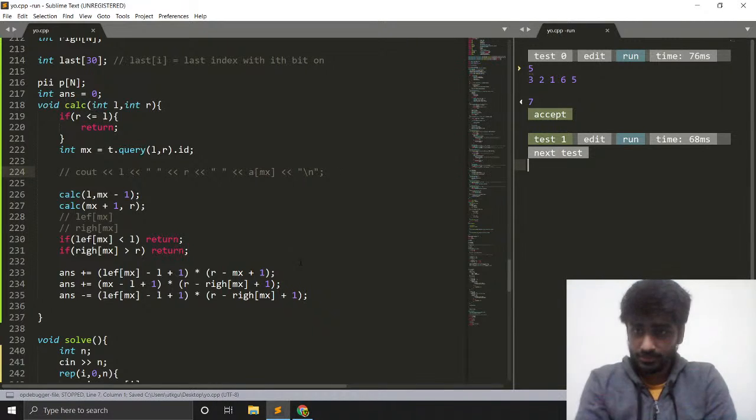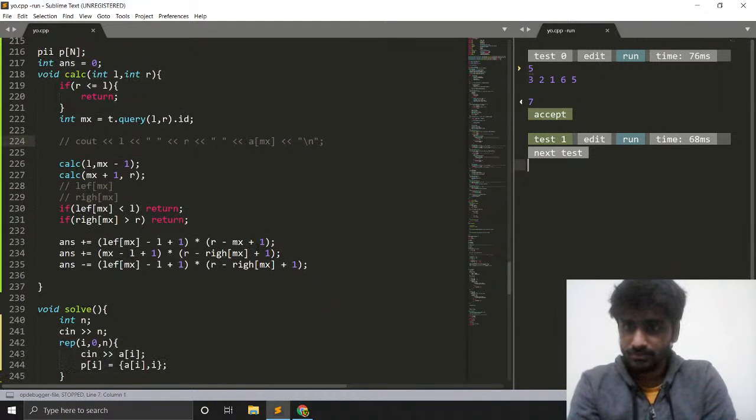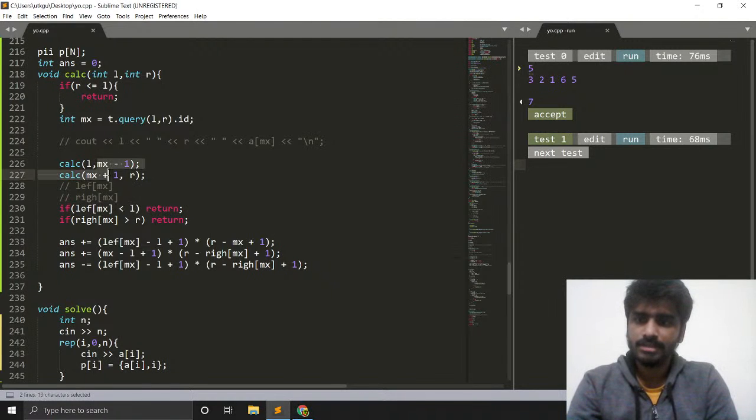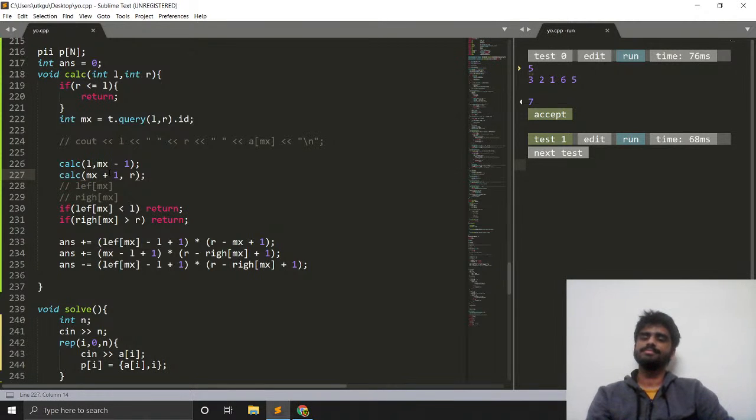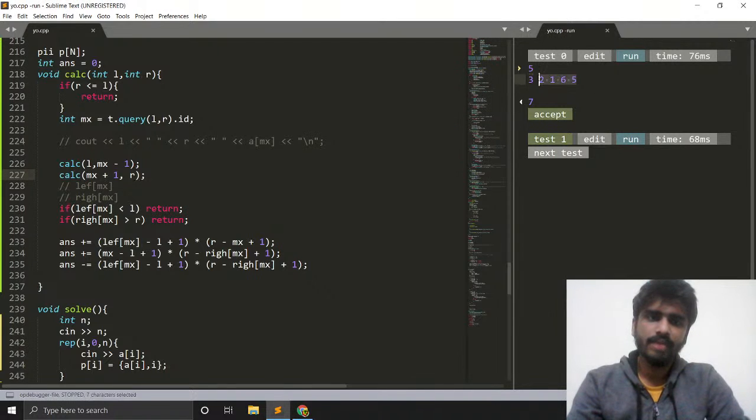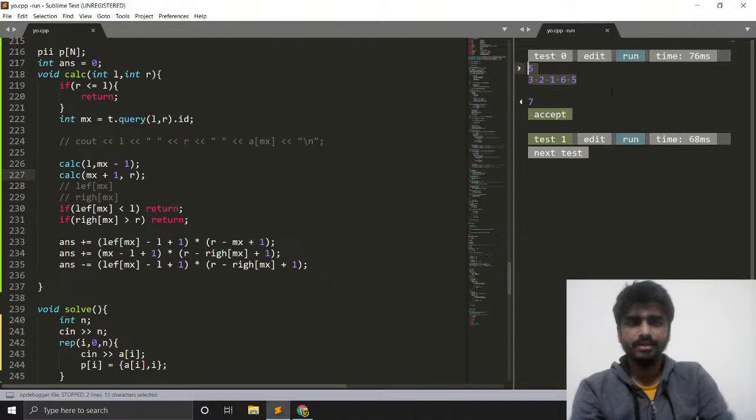Now, so what else could be wrong? I'm leaving out the maximum element. I think that is necessary. Yes, that's necessary. Okay, why don't I try to dry run it, this input 32165?